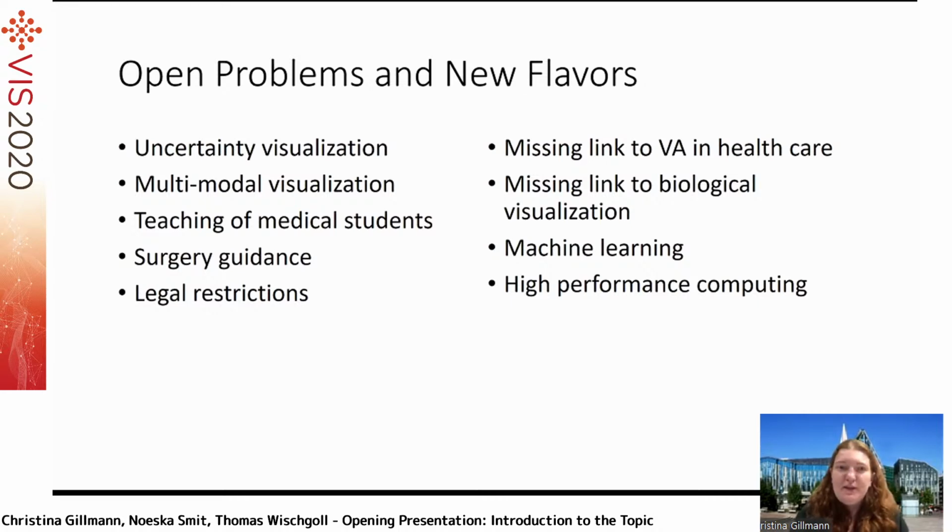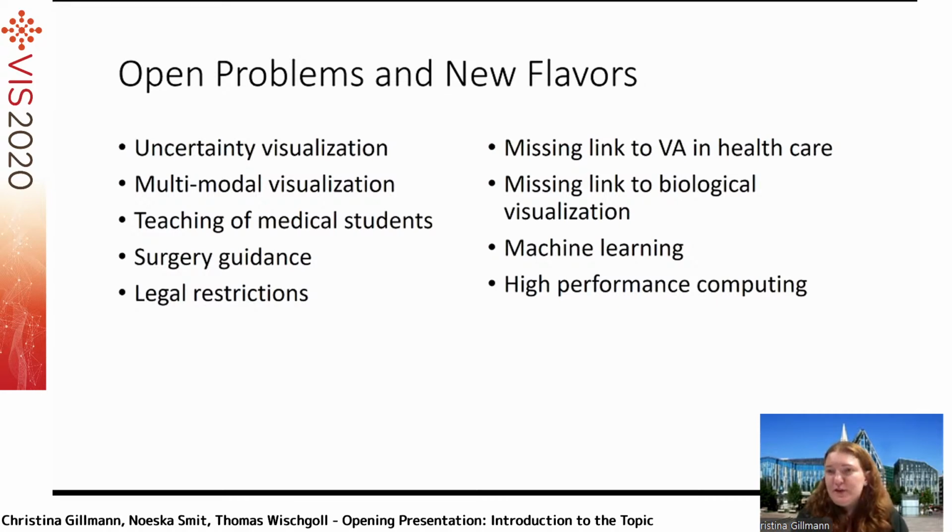The left side is showing a list of what we think are open problems in medical visualization. One is uncertainty visualization. Uncertainty is a big problem in medical visualization because you have all those captured voxels or images and you never know if you really see what you see there. There's multimodal visualization, which becomes bigger and bigger because clinicians are taking more and more images to figure out what's actually going on in the patient.